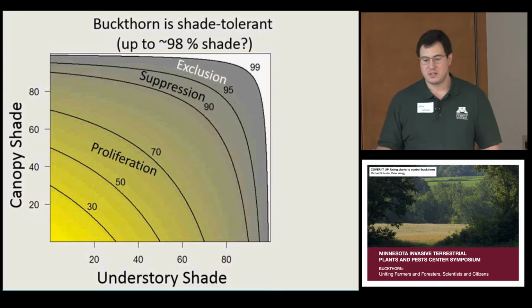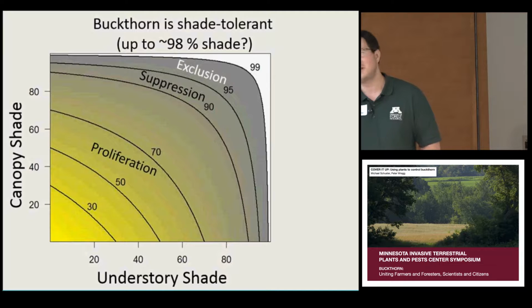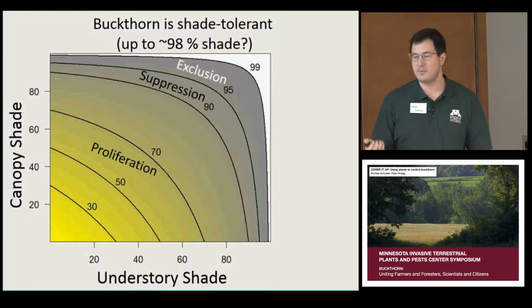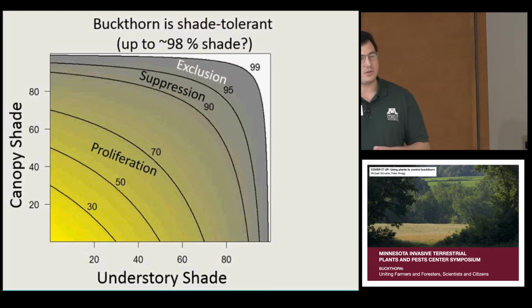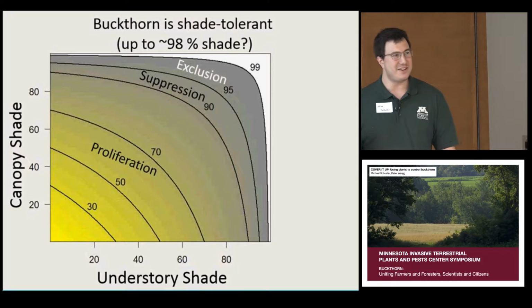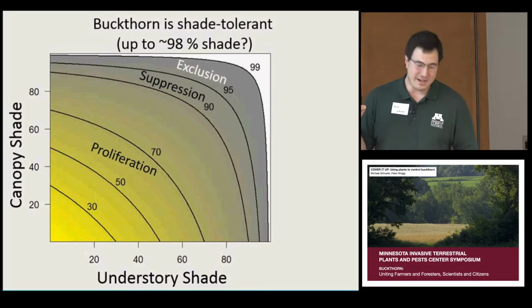But buckthorn, just like any other plant, is not invincible. I know it's hard to believe. It can be destroyed. And it has a limited set of conditions under which it can grow. Buckthorn germinants in particular, so things coming from the seed bank, can be susceptible to being shaded out. Some anecdotal and preliminary evidence suggests that perhaps around 98% shade is where buckthorn starts to peter out. I know, a very simple goal, 98% shade. But nonetheless, it's a goal.